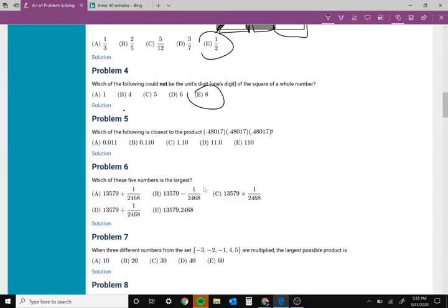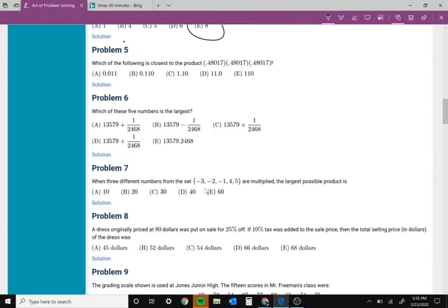Which of the following is closest to the product 0.48 cubed? Oh God, I might even get this one wrong. Okay, let's go 48 over 100, which gets us 12 over 25. Times 12 over 25 times 12 over 25. Oh God, 12 cubed over 25 cubed. Well, we can obviously eliminate these options. And we can eliminate this one, because 12 cubed is nowhere near 25 cubed. It's not even close, so it's going to be A.